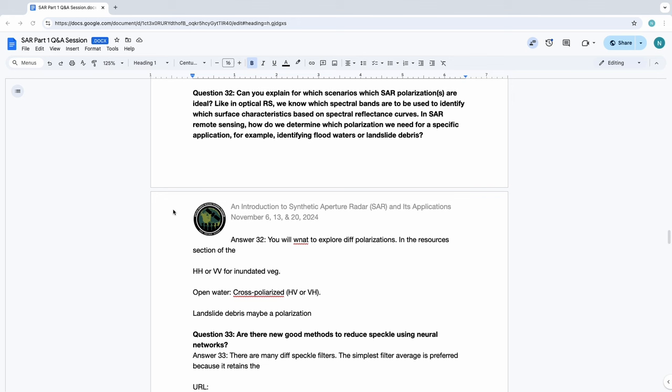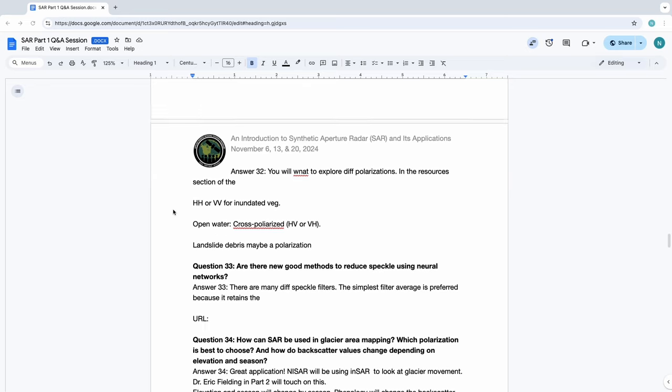So I think part of this is exploring the different polarizations. And in the appendix, I have some links to previous ARSET trainings that are looking at some of these things that you've identified here. But I can tell you right now, if you're looking at inundated vegetation, you want to use HH or VV because there's a higher probability that you'll detect inundated vegetation. If you're looking at open water, so that means water surfaces, no standing vegetation, the better polarization is a cross polarized, so HV or VH. If you're looking at landslide debris, you'll have to see. Maybe a polarization ratio might be good for that, but that's something that you would have to explore.